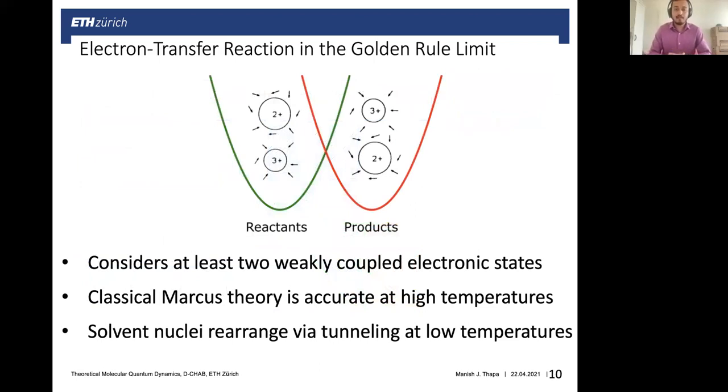I guess with this slide, I want to make clearer what exactly non-adiabatic reaction is in terms of physical picture. So electron transfer reaction is one of the most fundamental chemical reactions.